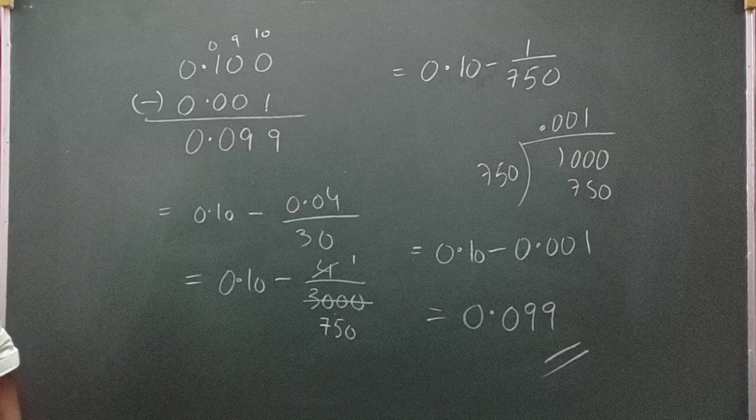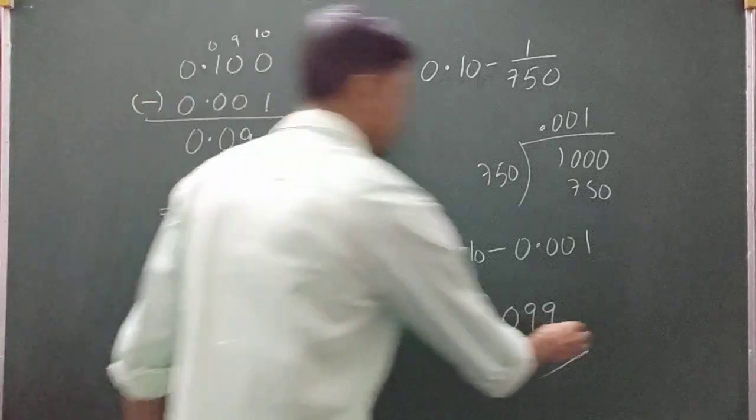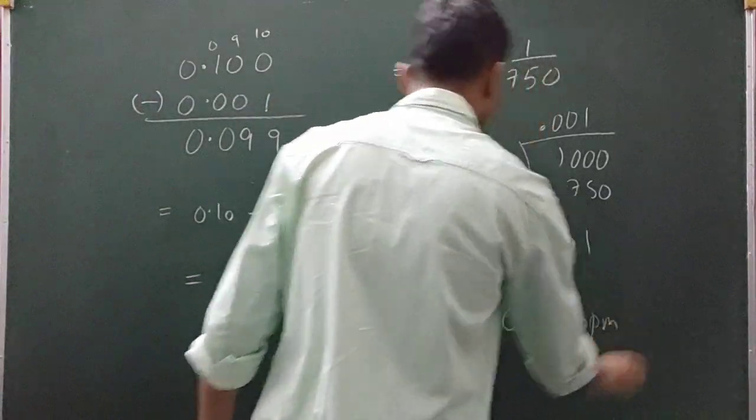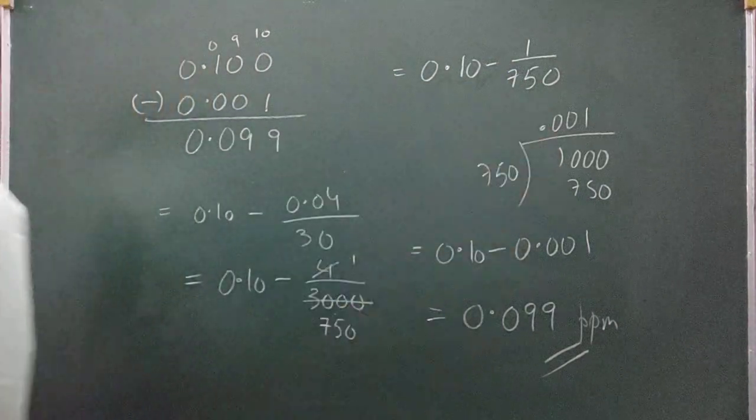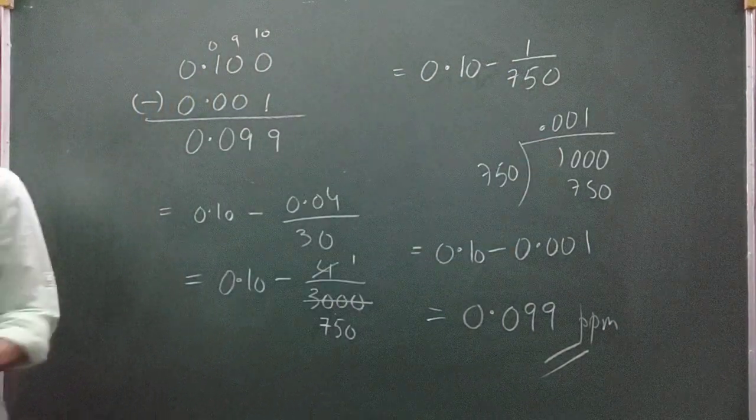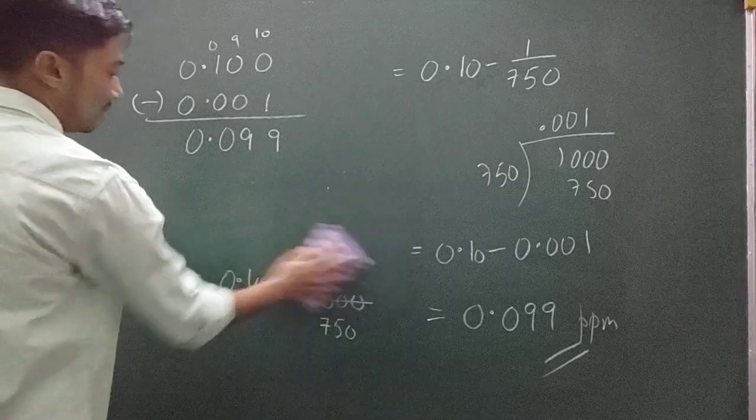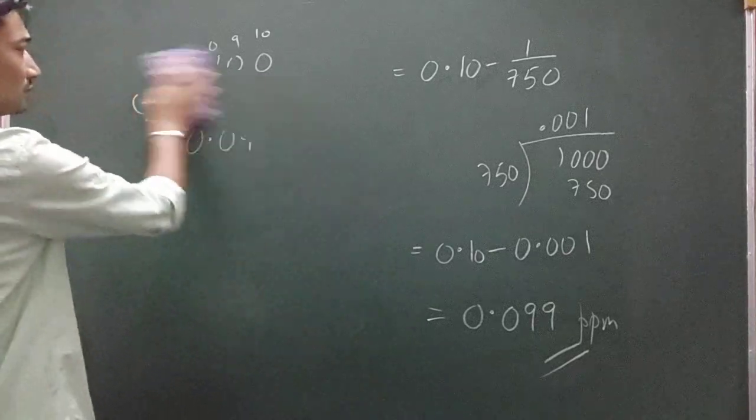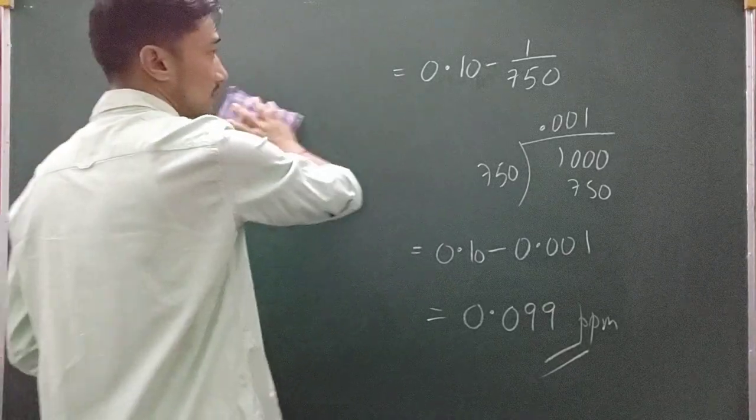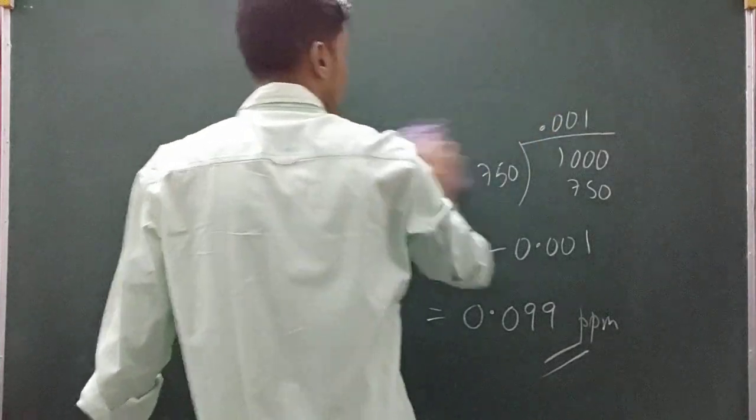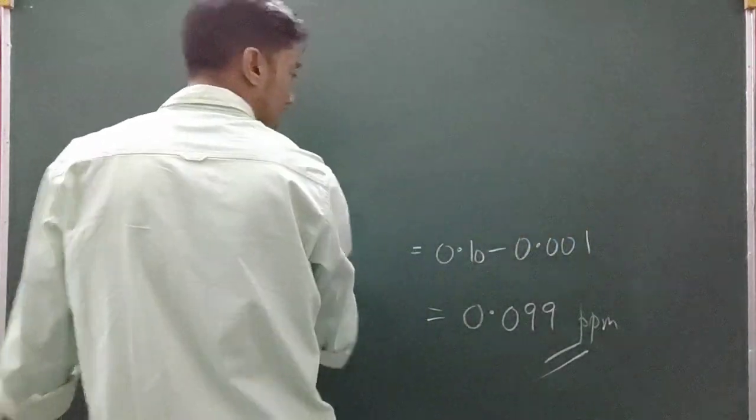What is given there? Parts per million. So I'm just showing you how to calculate also. But that's up to you. Calculations and all, it's completely up to you, how you do. Okay. Alright then. So it's much easier.